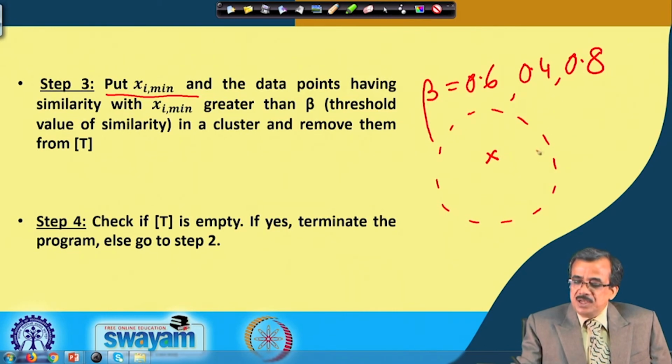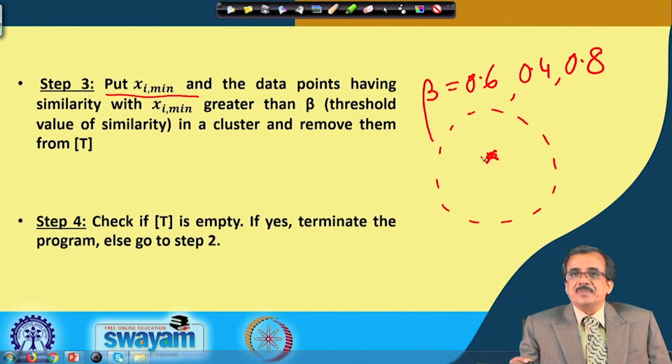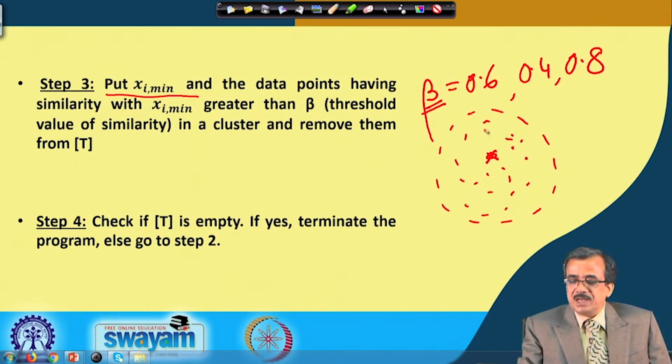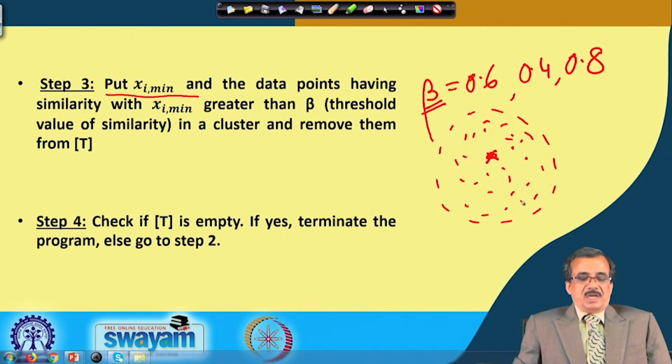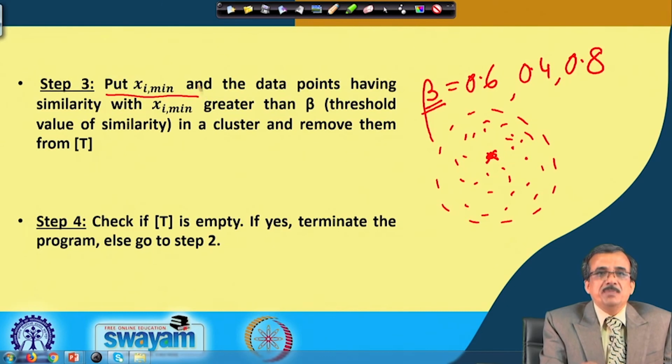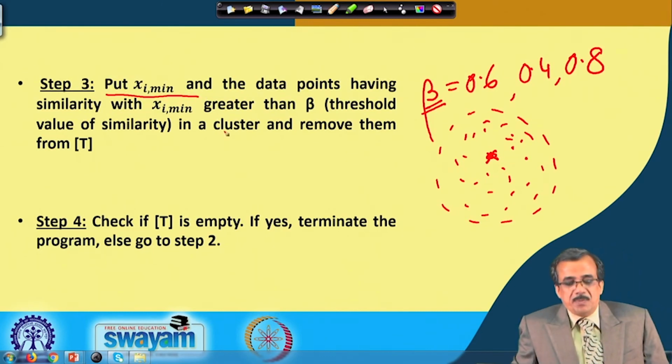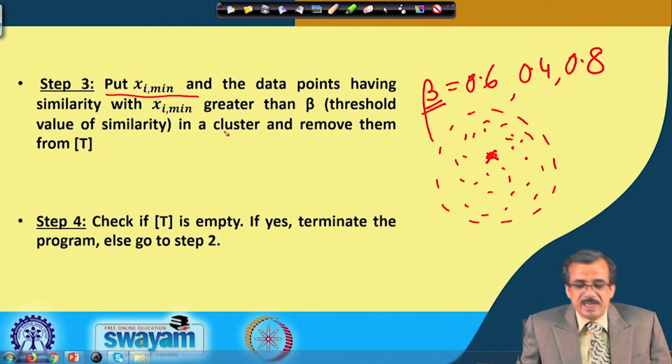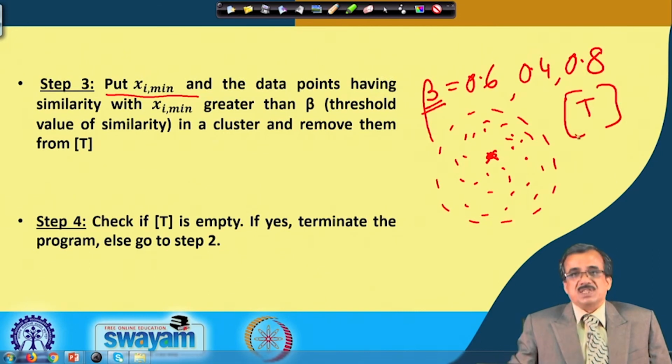So, what we do is, the data points which have similarity with this cluster center greater than or equal to the threshold value are allowed to enter this particular cluster. So, finally, I will get this particular cluster. Let me repeat, in step 3 we put xi minimum, and the data points having similarity with xi minimum greater than beta go into a cluster, and we remove them from the T hyperspace.